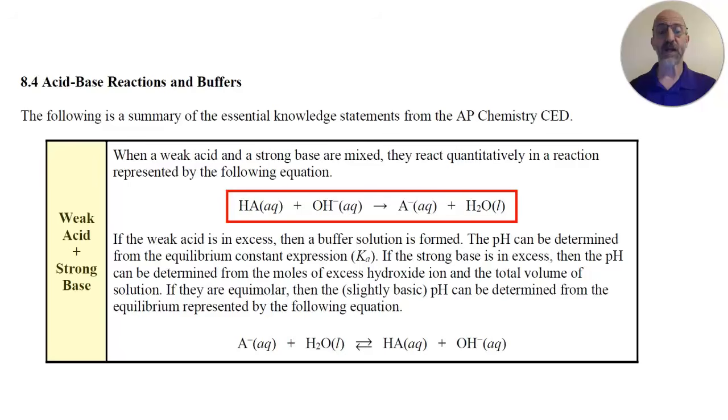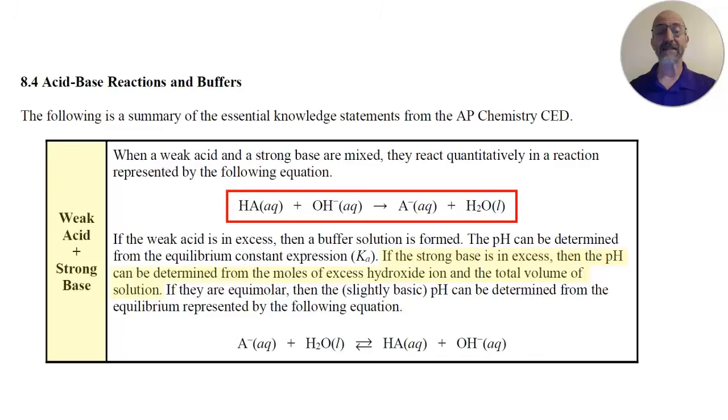And so we have 3 situations. If the weak acid is in excess, like for example, what would happen in the early part or the middle part of a titration before you get to the equivalence point, then a buffer solution is formed. And the pH can be determined from the equilibrium constant expression, Ka. Now, suppose that you get past the equivalence point in a weak acid strong base titration. If the strong base is in excess, then the pH can be determined from the moles of the excess hydroxide ion and the total volume of the solution.